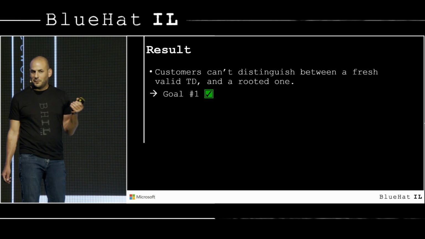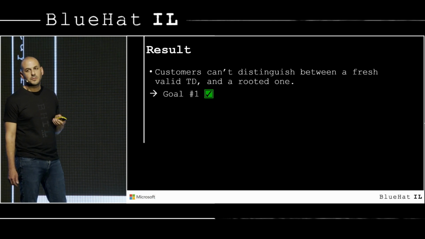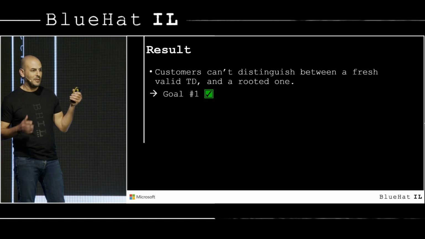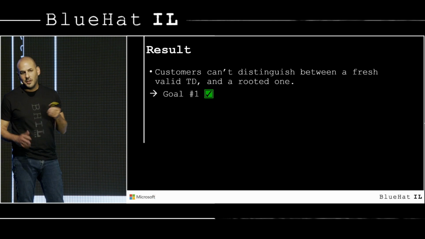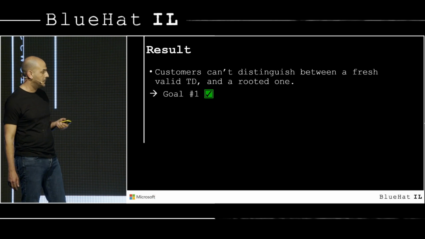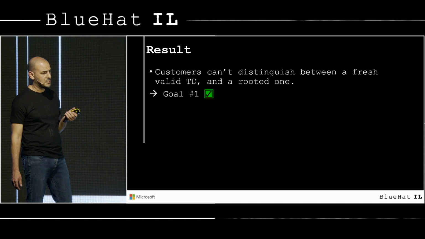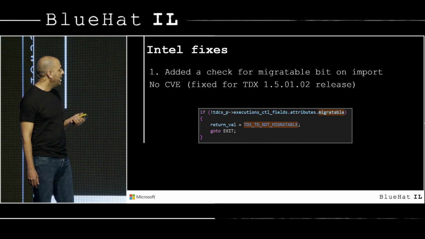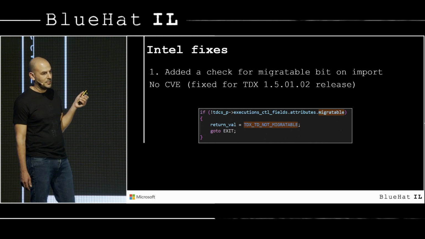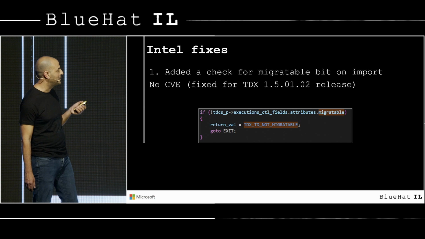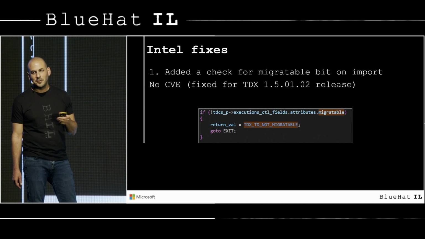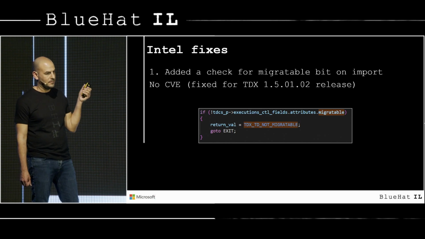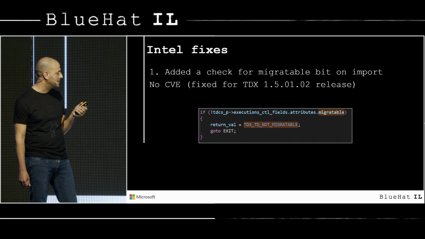So we've met our first goal, right? Customers really can't distinguish between a good confidential VM and a compromised one that has been rooted. How did Intel fix this? Obviously they added checks on the import API. That's the first thing they did. And this was released without a CVE, although I promised CVEs. This was released without a CVE on the TDX 1.5 release, December 14th. I'll touch on the timelines later.